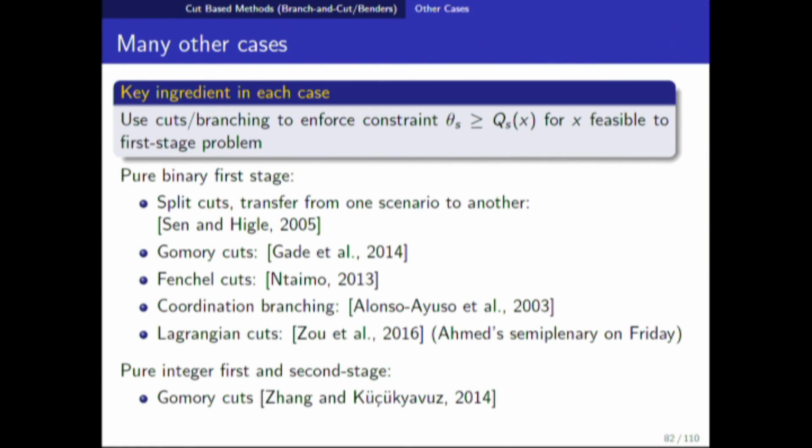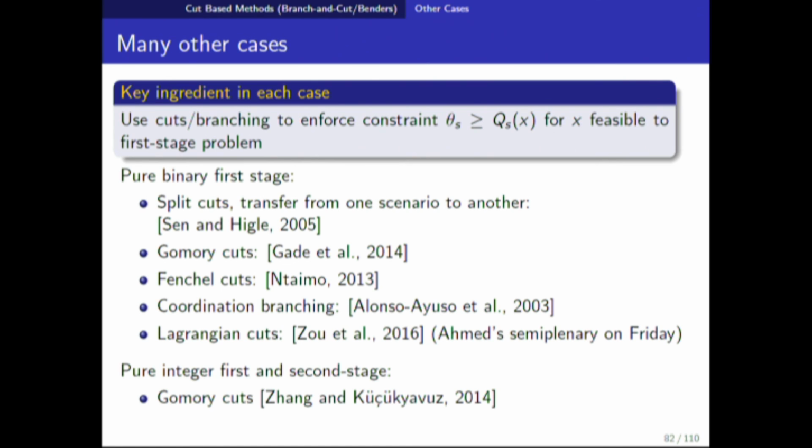Finishing off that last key ingredient is the subject of many research papers in stochastic integer programming, so I'm not going to go into the details of all of those. I'm just going to give you some references for some of these other cases. When you have just pure binary variables in the first stage, there are the integer L-shaped cuts, but there are other methods as well that could be used.